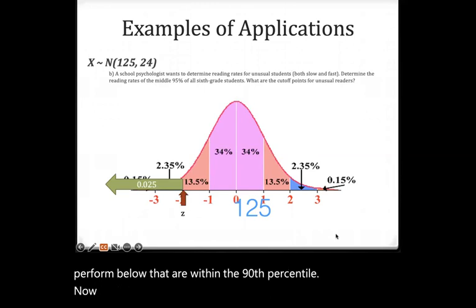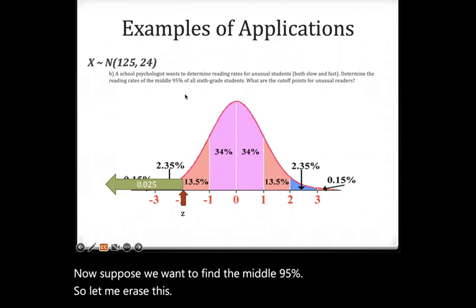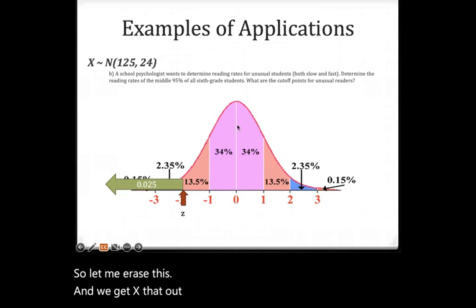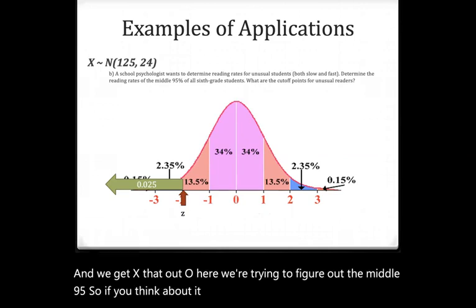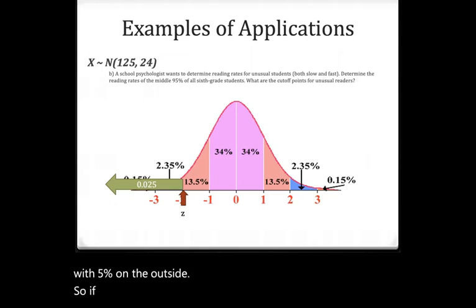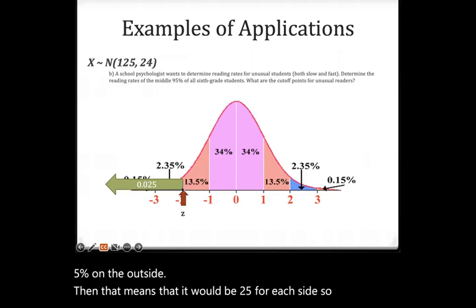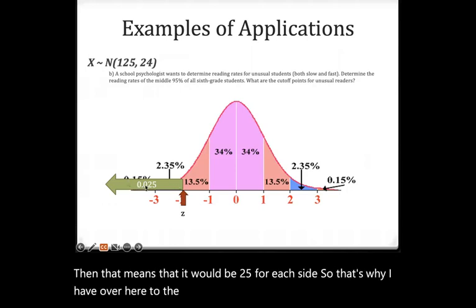Now, suppose we want to find the middle 95%. So let me erase this. We can X that out. Here we're trying to figure out the middle 95%. If you think about it, the middle 95% leaves us with 5% on the outside. If we have 5% on the outside, then that means it would be 2.5% for each side. That's why I have over here to the left the 0.025.